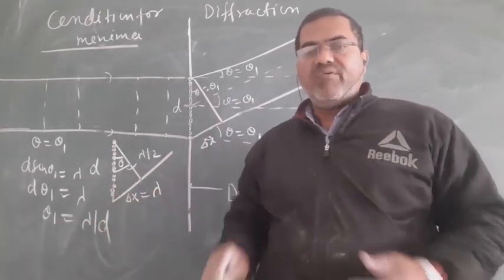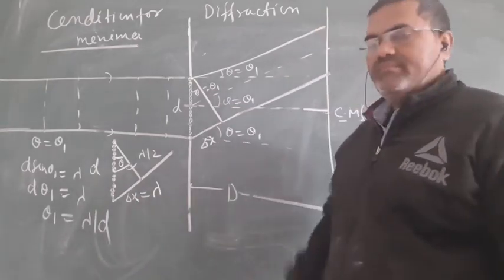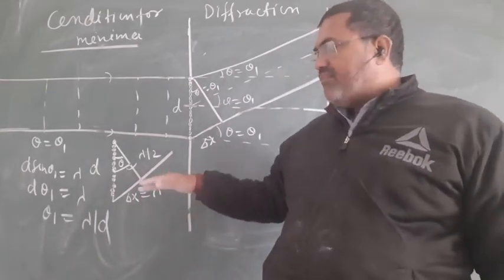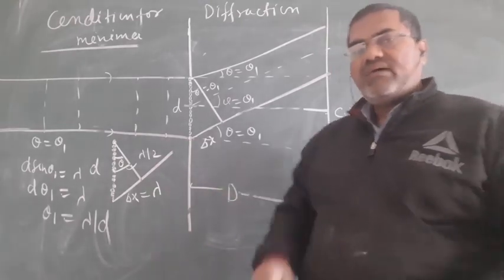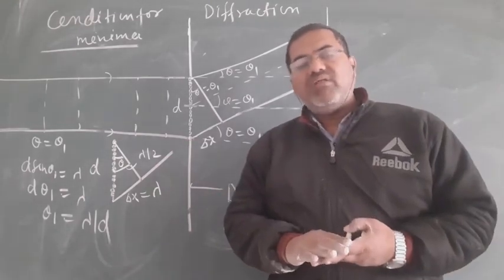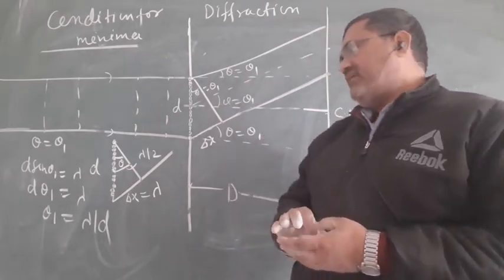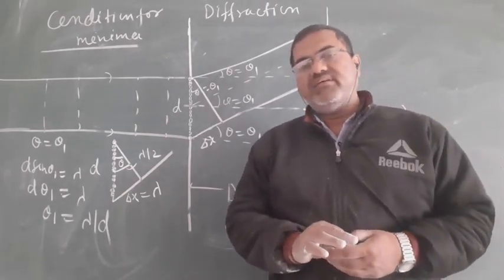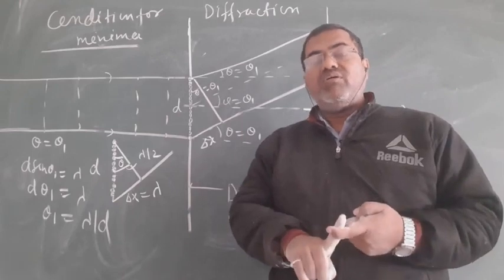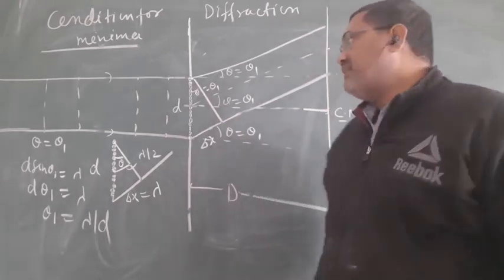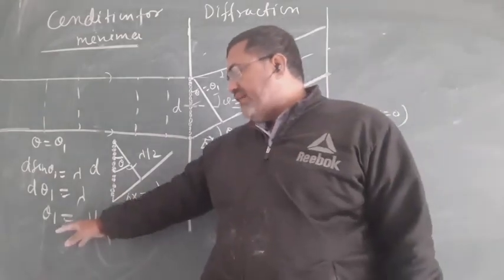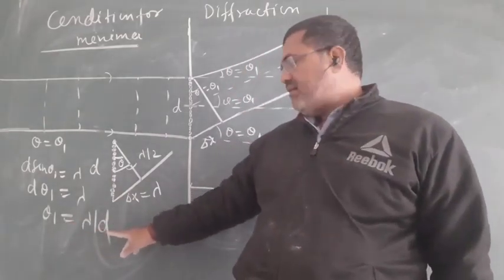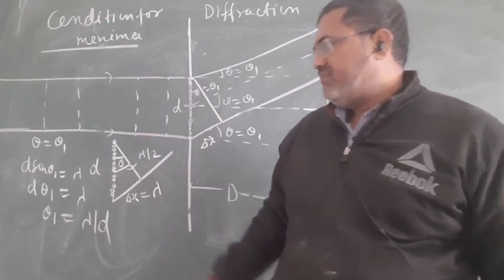Theta 1 is the angular position from the central maximum. This is the angular position of the first minima. Write it down: theta 1 is the first angular position of the first minima from the central maximum. So this is the first angular position of the first minima with respect to the central maximum. So write it down.